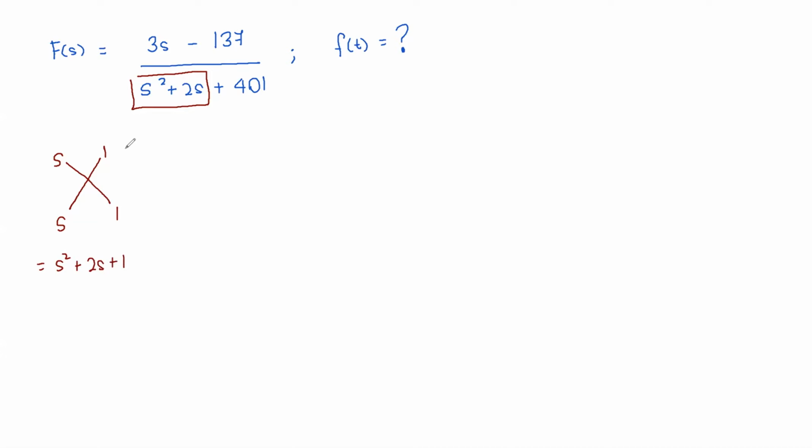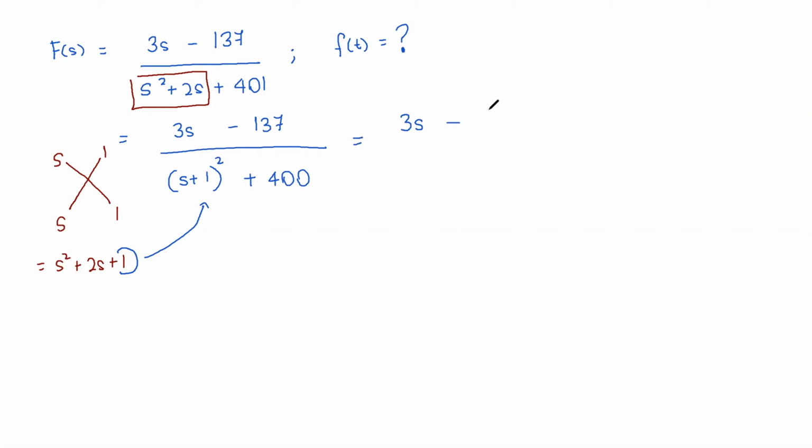So let's go back to our question. Here, your F(s) is actually (3s minus 137) over (s plus 1) squared. If we have 1 here already, the remaining will be 400. Let's try to convert that into a familiar form. Hold on, I'll write this first, over (s plus 1) squared.